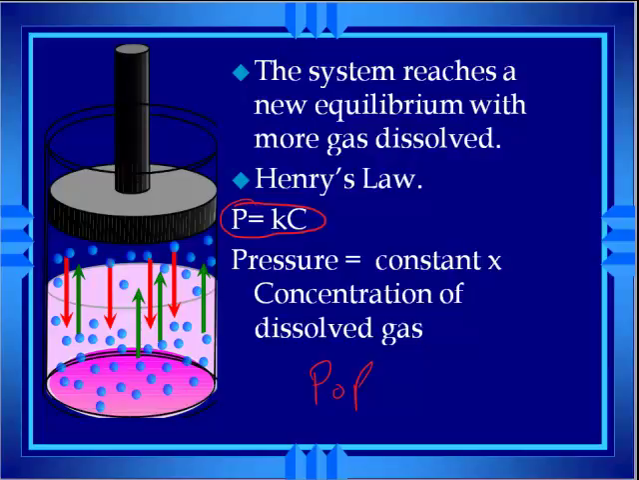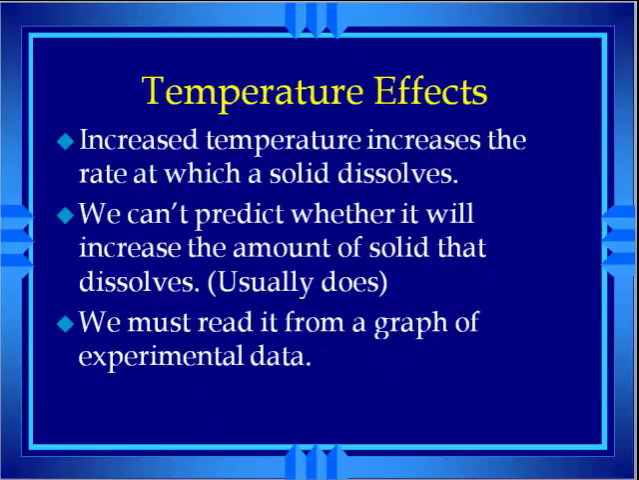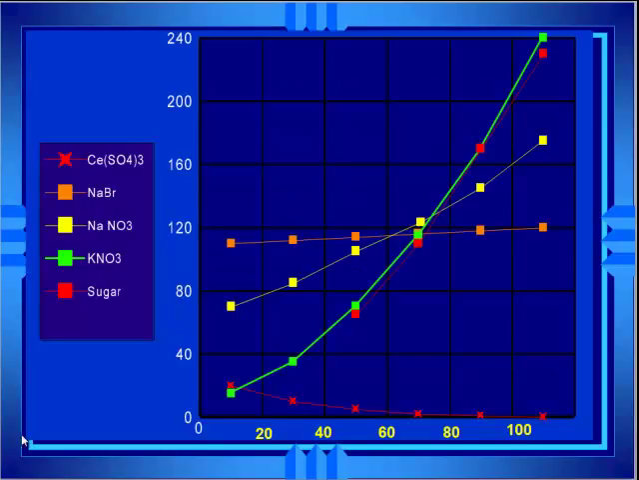Now the other way we could affect solutions is with the temperature. And if you increase the temperature, you can, for the most part, dissolve more stuff in a liquid. Now you don't know it for sure, but most of the time it does. And in order to see for sure if that happens, you really just got to look at a data table or a graph. But if you've ever tried dissolving something, well, let's show you the graph. Here's a graph right here. This shows you all the different things.